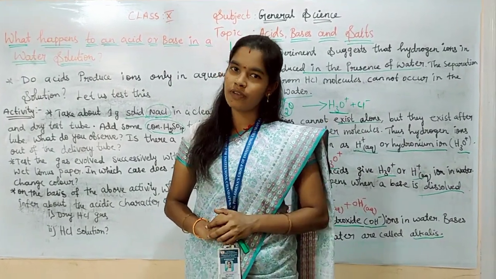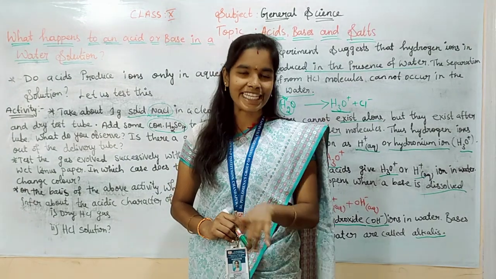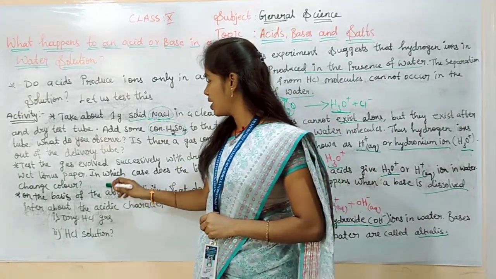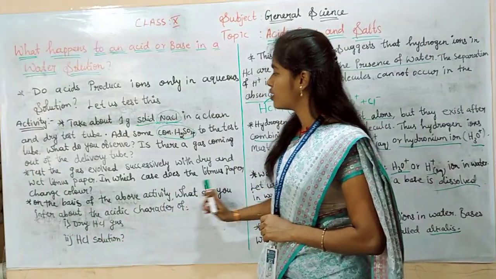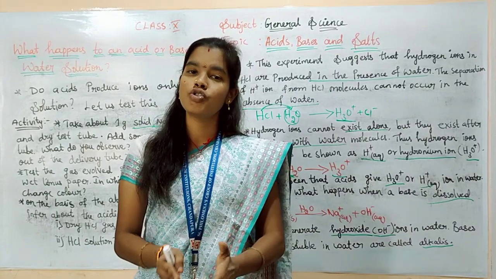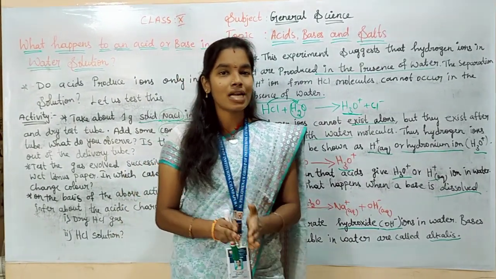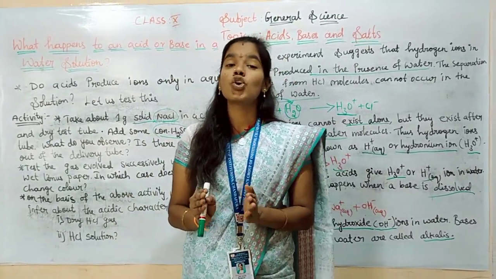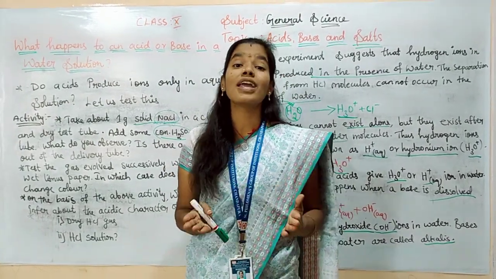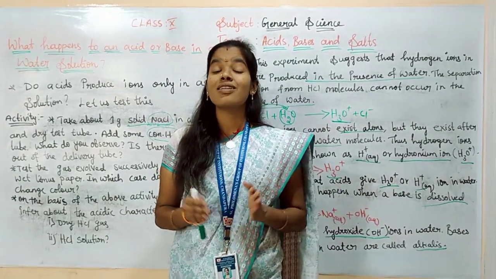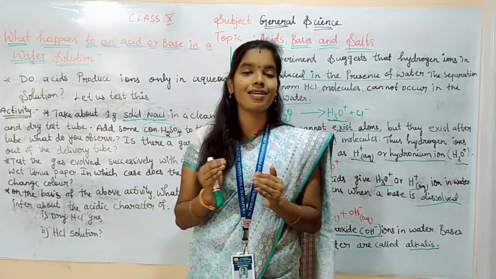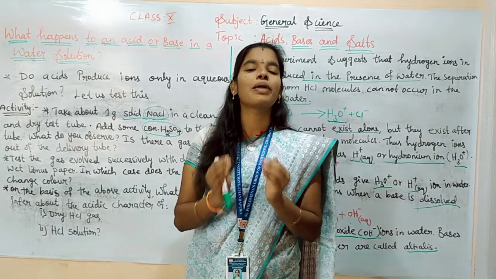We have to take two litmus papers: one is dry litmus paper and another one is wet litmus paper. In which case does the litmus paper change the color? Dry litmus paper will not change the color. Wet litmus paper will change the color. Why is it happening so? Because either the HCl should be in aqueous solution, or else the paper should be wet.